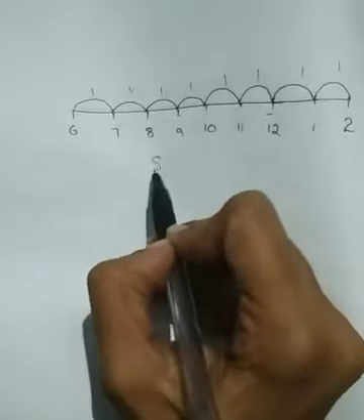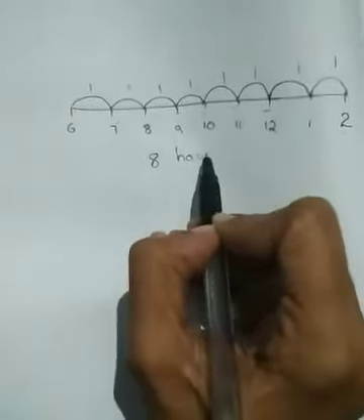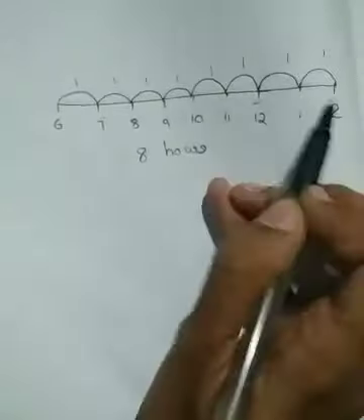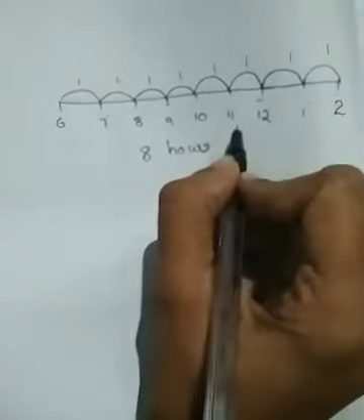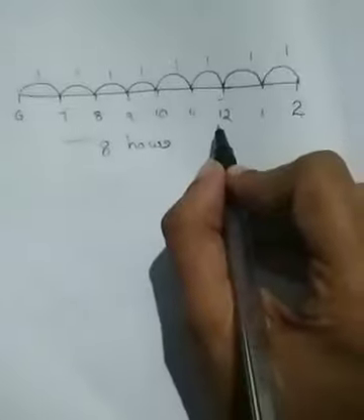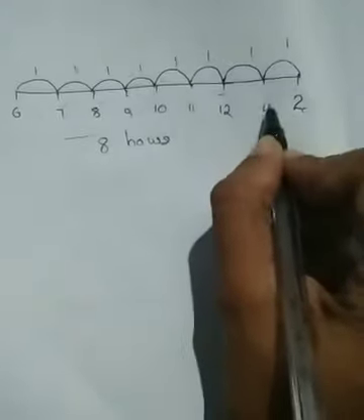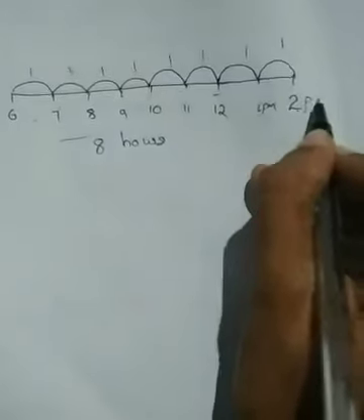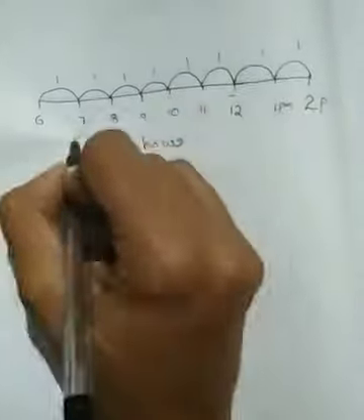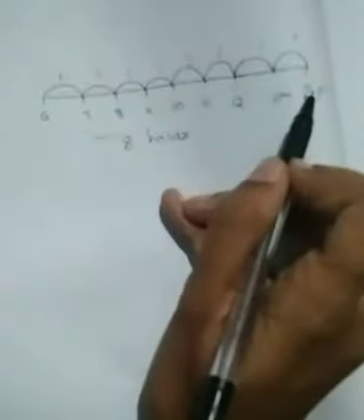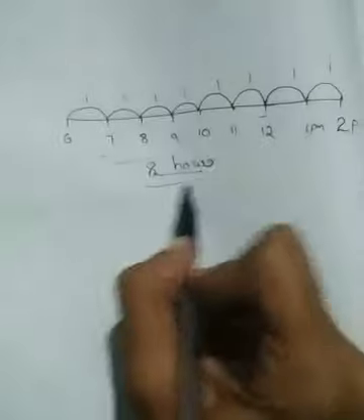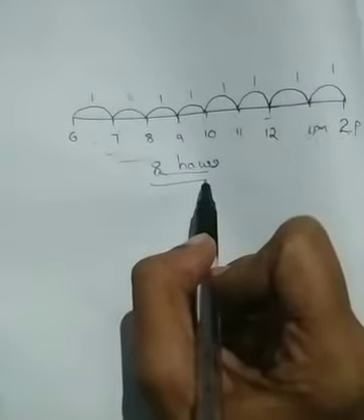First shift, 8 hours. 6 a.m. to 2 p.m. The remaining are AM. 6 a.m. to 2 p.m. How many hours? 8 hours. The next one is the second shift.